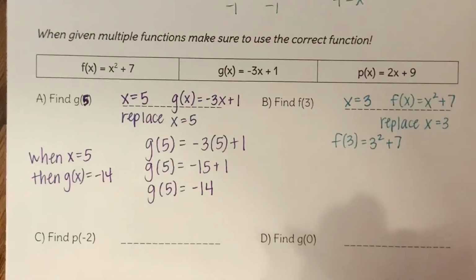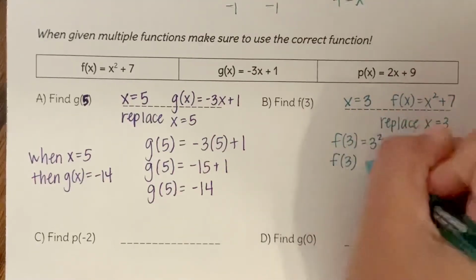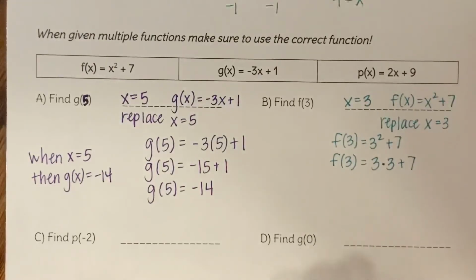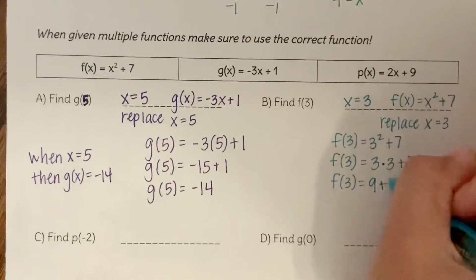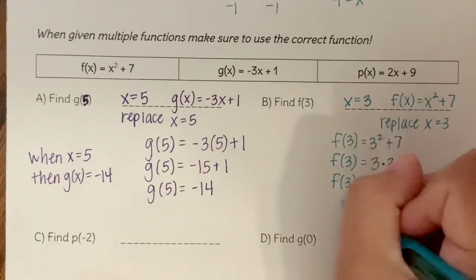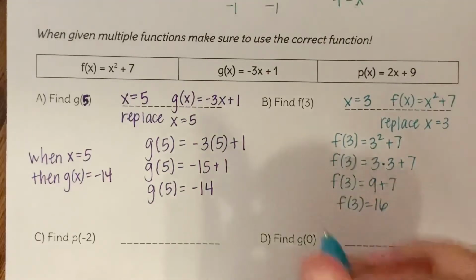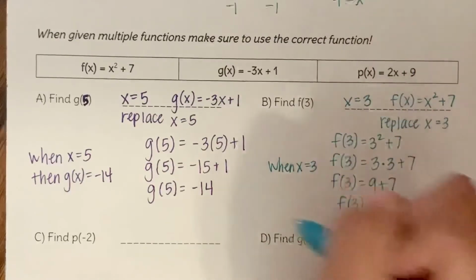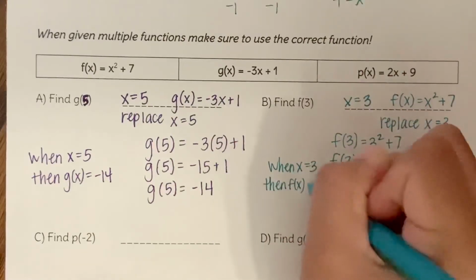And remember, we want to do the exponent first, and 3 squared is the same thing as 3 times 3. So that becomes f of 3 is equal to 3 times 3 plus 7. 3 times 3 is 9, so f of 3 equals 9 plus 7. 9 plus 7 is 16, so f of 3 equals 16. So that just means when x is equal to 3, then f of x equals 16.